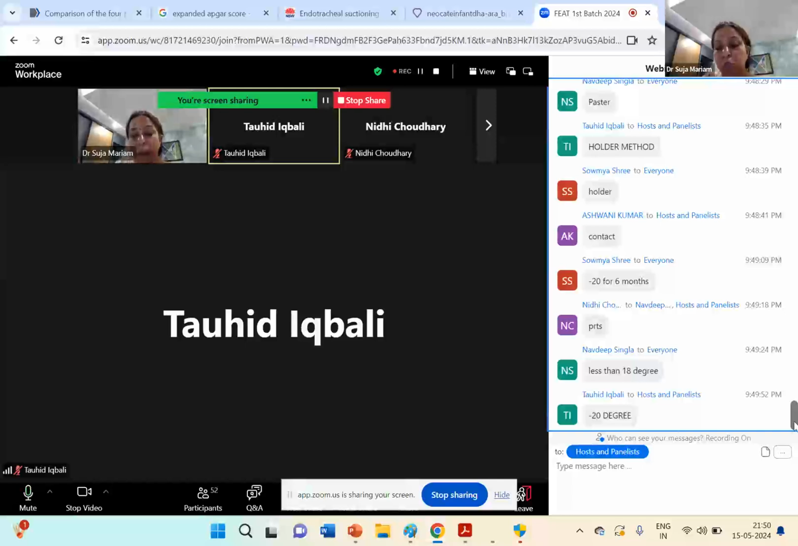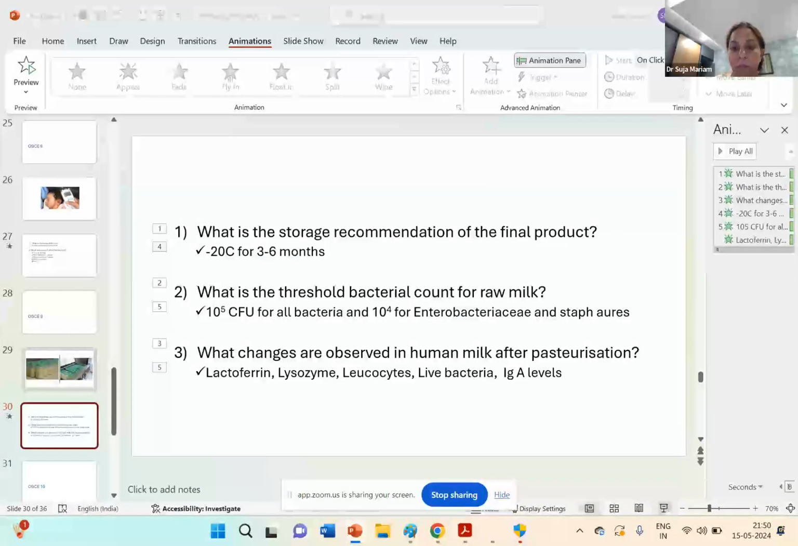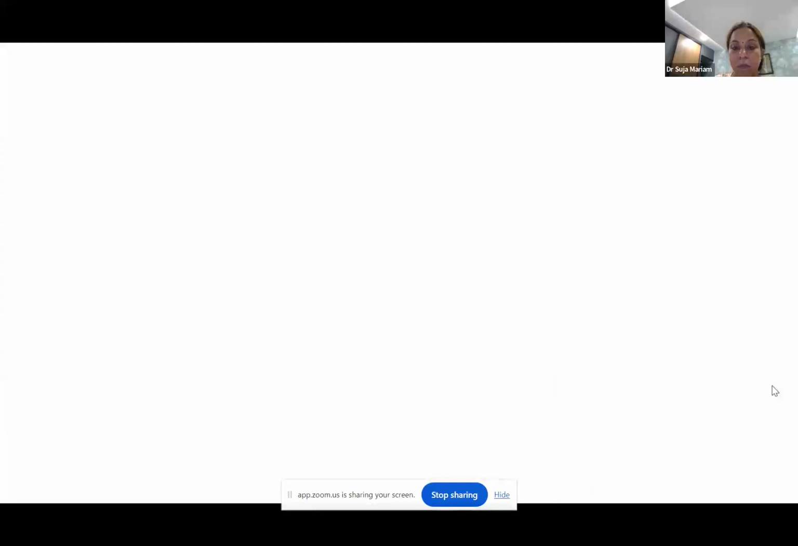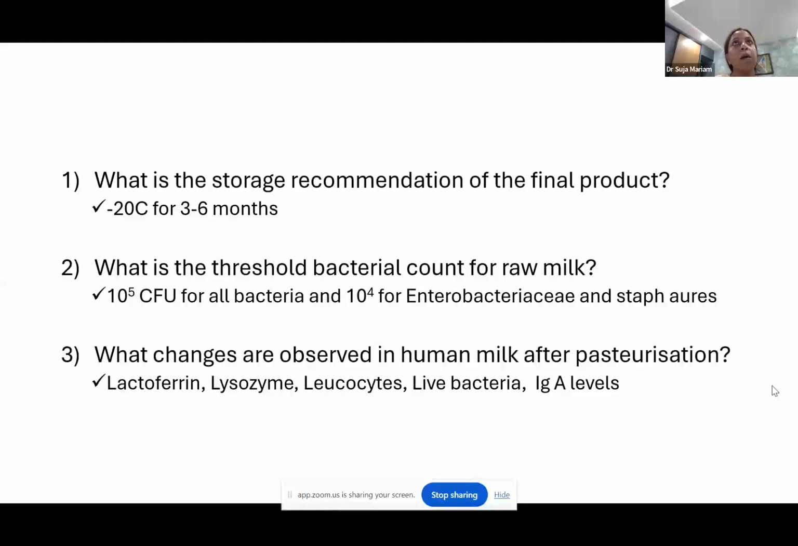Yes, we have to store it at minus 20 degrees and we can store it for 6 months. Anything on what is lost in the breast milk after pasteurization? So minus 20 degrees Celsius for 3 to 6 months. Remember, when you are talking about mother's milk storage, different guidelines differ on how long you can keep it in the freezer. So some say 2 weeks, some say 3 to 6 months, some say 6 to 12 months.